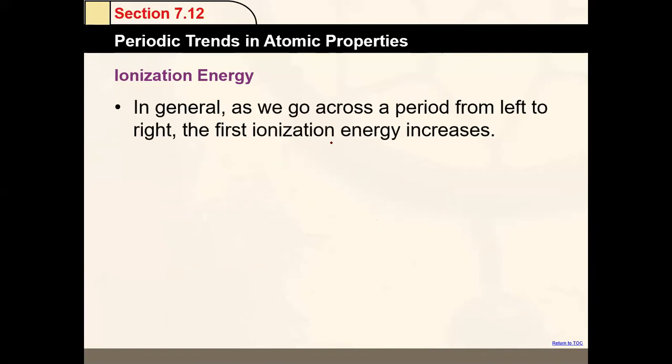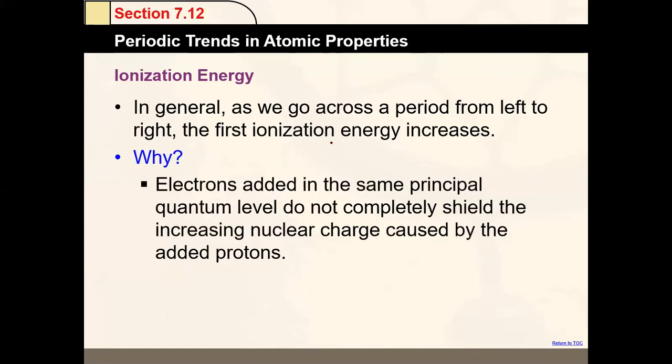In general, as we go across a period from left to right, the first ionization energy increases. So it's more difficult to lose electrons from elements on the right than from elements on the left. Okay? Why? Electrons added in the same principal quantum level do not completely shield the increasing nuclear charge caused by the added protons.